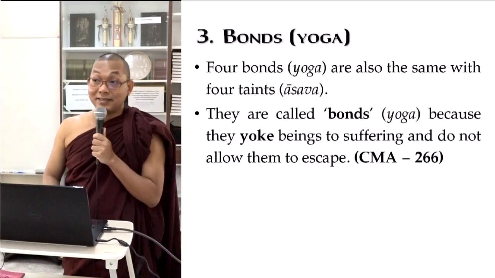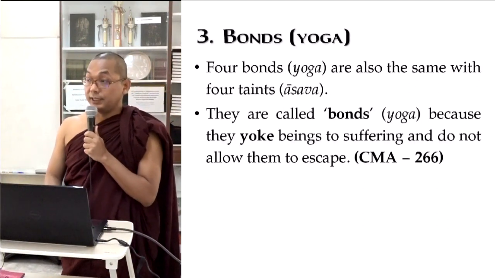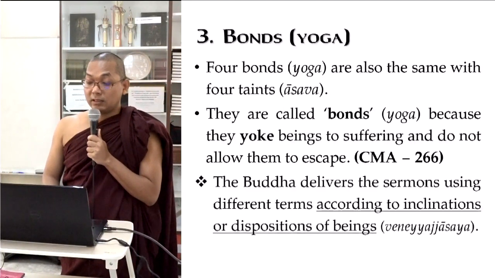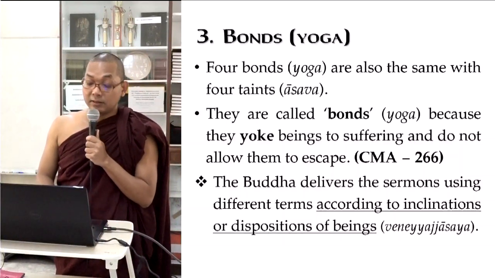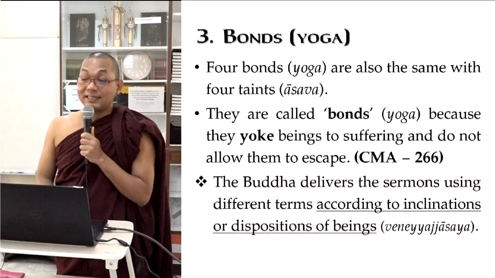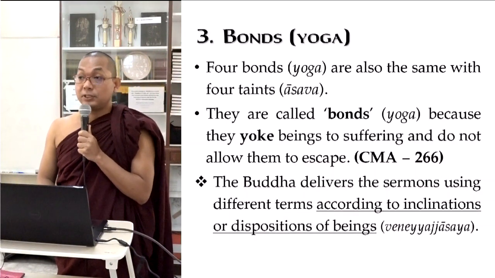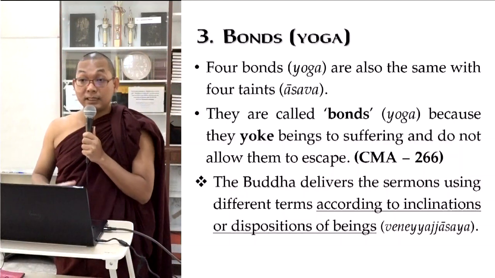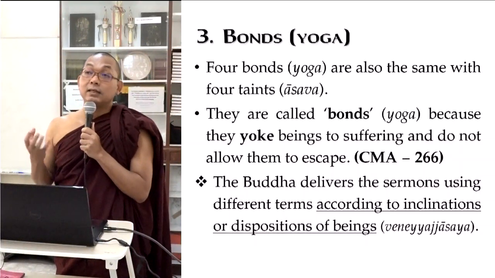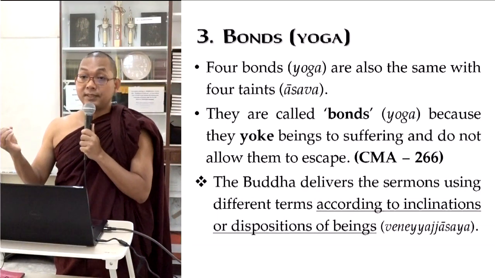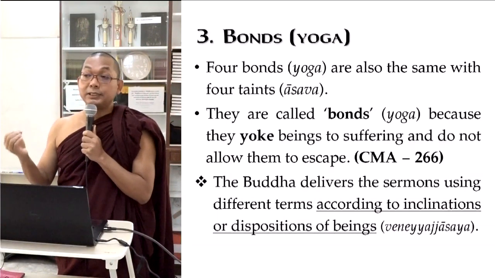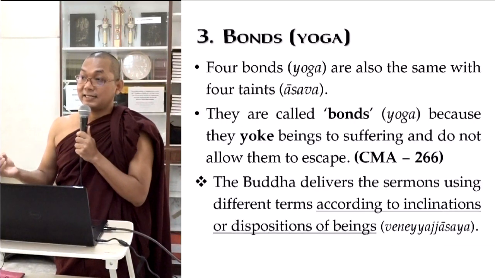Actually, they are the same. The same category, the same intrinsic natures. But the Buddha delivered them using different names because of different inclinations or dispositions of beings. Some people, after listening to the āsava, will attain enlightenment. And sometimes the Buddha needed to use the ogha, the flood.